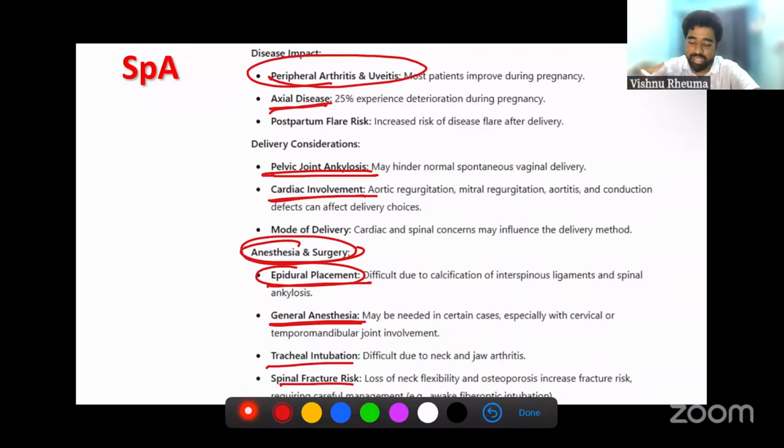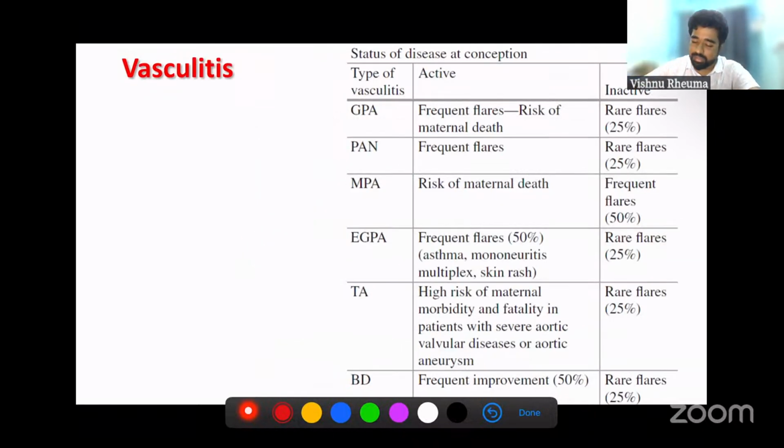So that is the reason why you should know this, that spondyloarthropathy can impact pregnancy in this way. So coming to vasculitis, it's not the two main ones that you should know. The main specific one that you should know is Takayasu arteritis, because the pregnancy will not impact Takayasu much, but Takayasu can impact pregnancy, because Takayasu will cause hypertension, right? So that can worsen any possibility of hypertensive disorders in pregnancy.